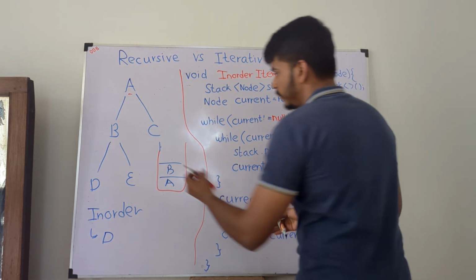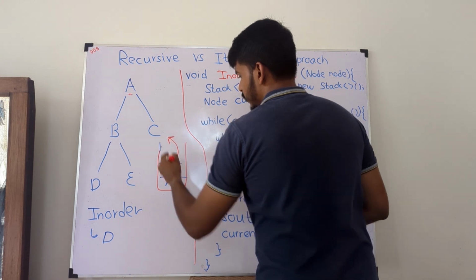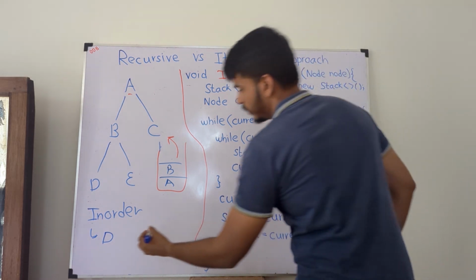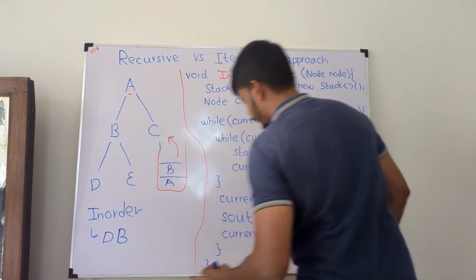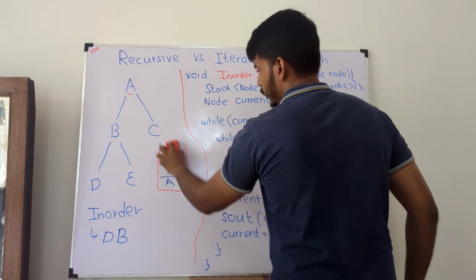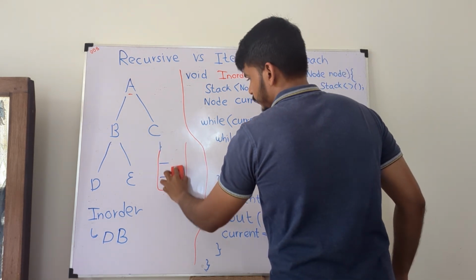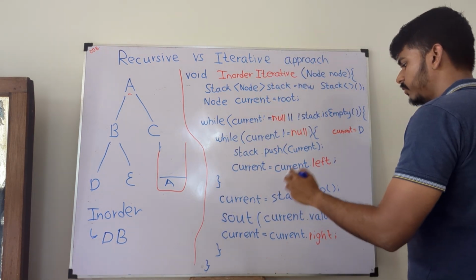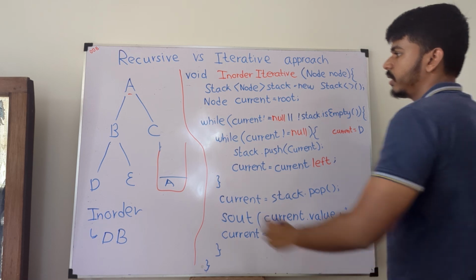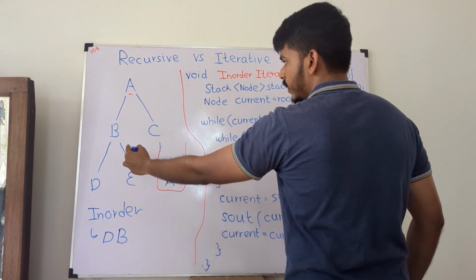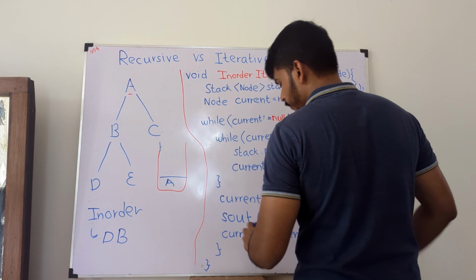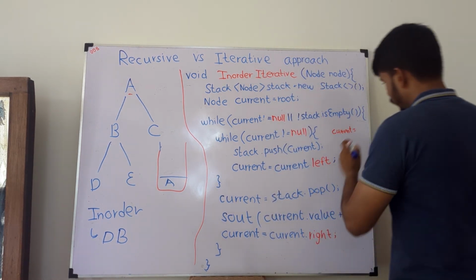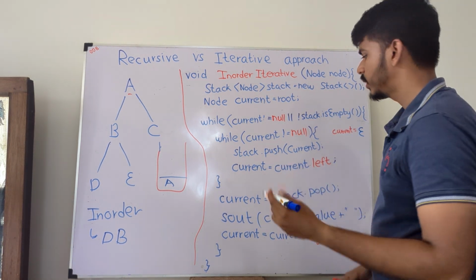So we are going to pop B also. B is removed from the stack, and B is printed. Then the new current is going to be current dot right. B has a right child, so E is going to be the new current.